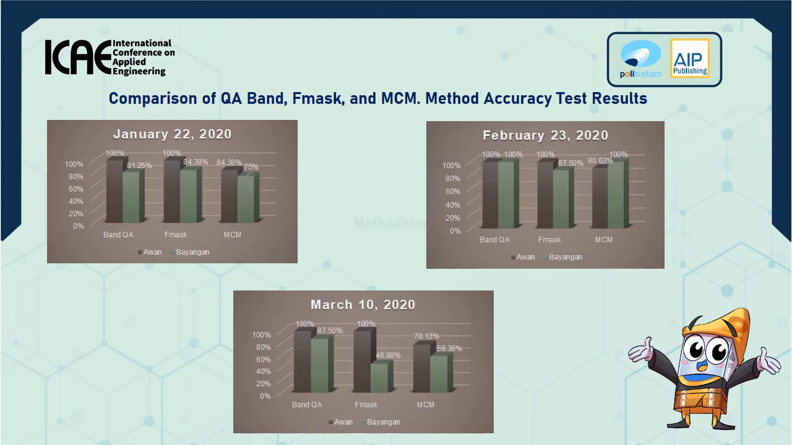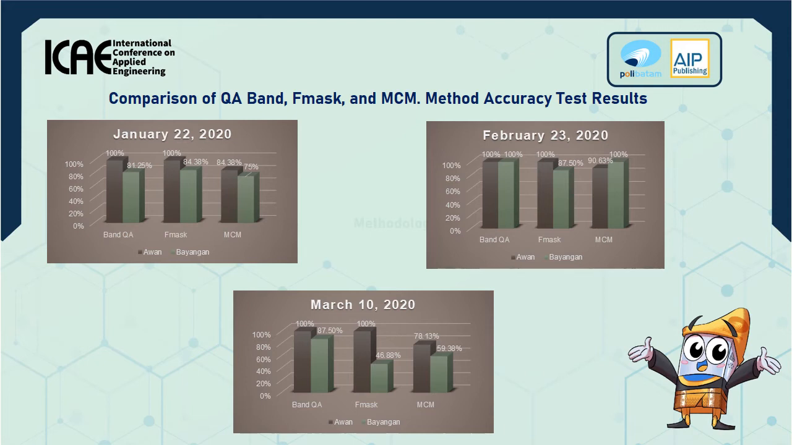The cloud accuracy in the BATAM Island cloud masking image on February 23, 2020 is highest in the QA and FMASK methods, which is 100%, and the lowest in the MCM, which is 90.63%. While the shadow accuracy in the cloud masking image of BATAM Island on February 23, 2020 is highest in the QA and MCM methods at 100%, and the lowest in the FMASK method, which is 87.50%.